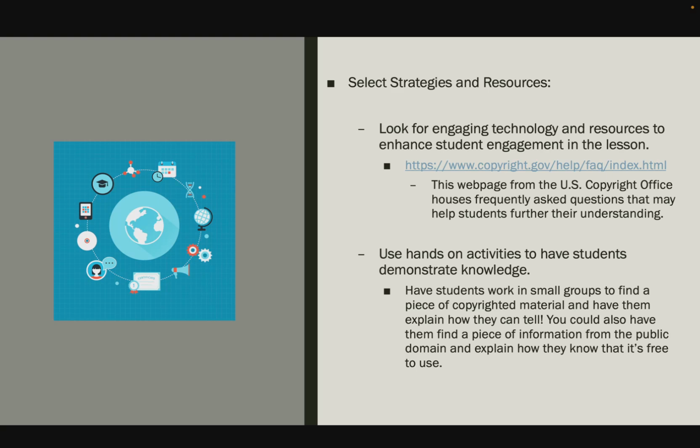Using hands-on activities to have students demonstrate knowledge is a good idea. You could have students work in small groups to try and find a piece of copyrighted material, and then have them explain how they can tell. Or the other way around, you could have them find a piece of information from the public domain and then have them explain how they know it is public domain and not copyrighted.